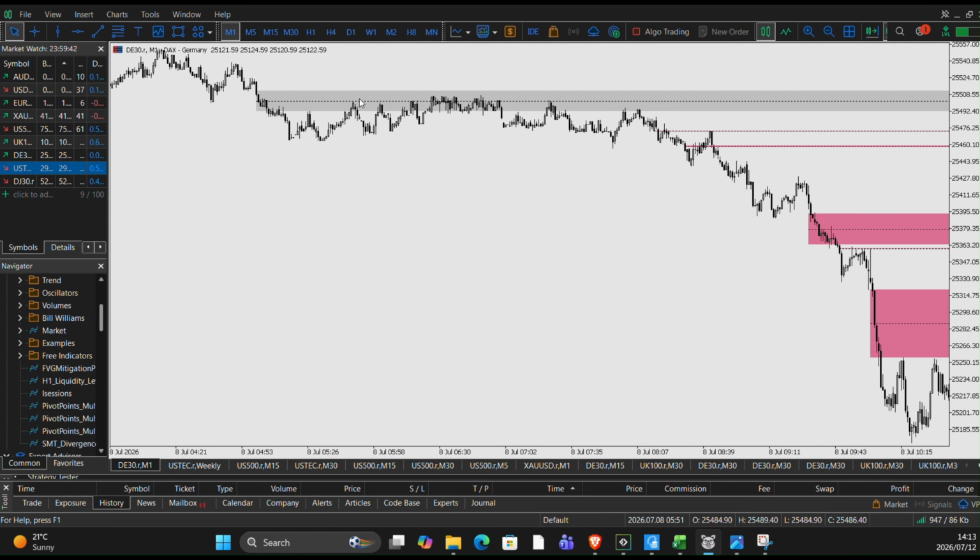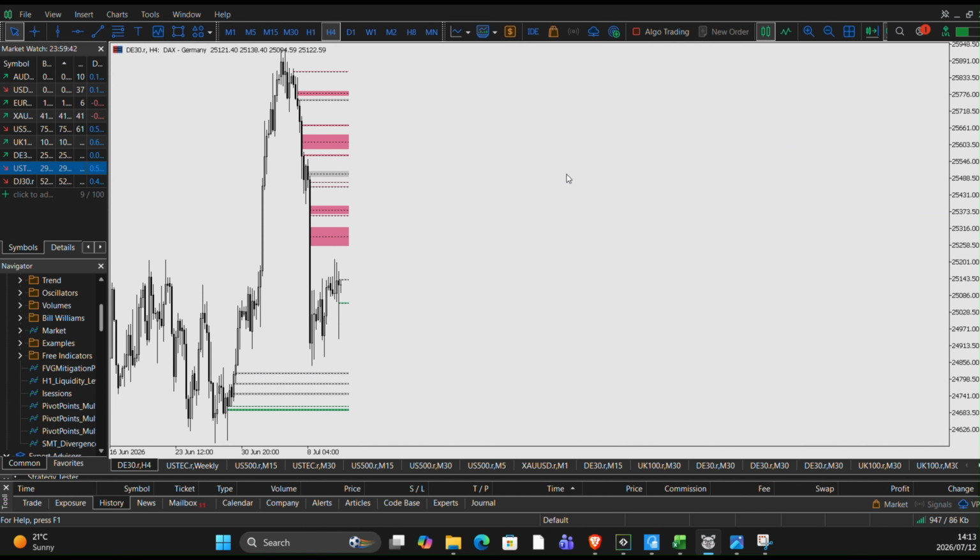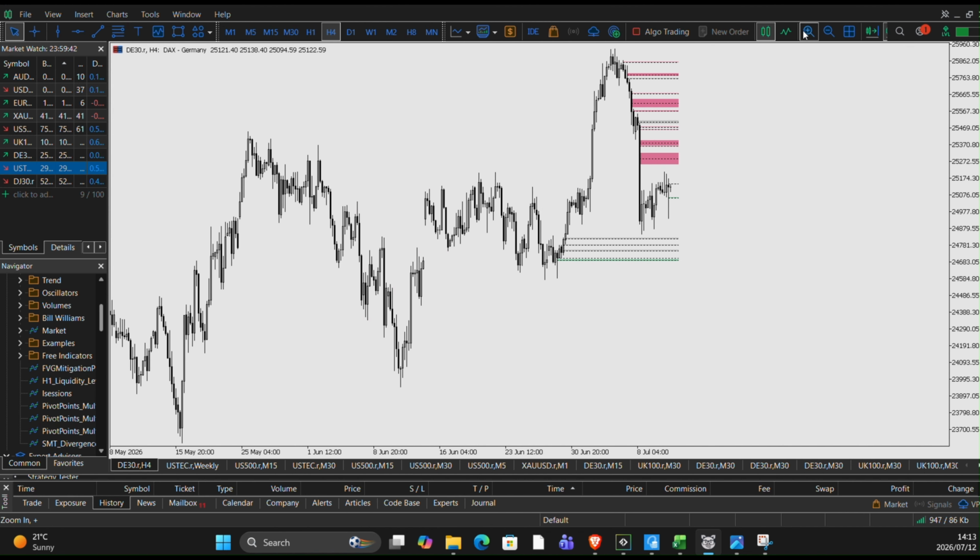But yeah, this is effectively what the indicator does. But now I want to just move back towards the opening gaps and how that affects fair value gaps and why I have that setting built into it.